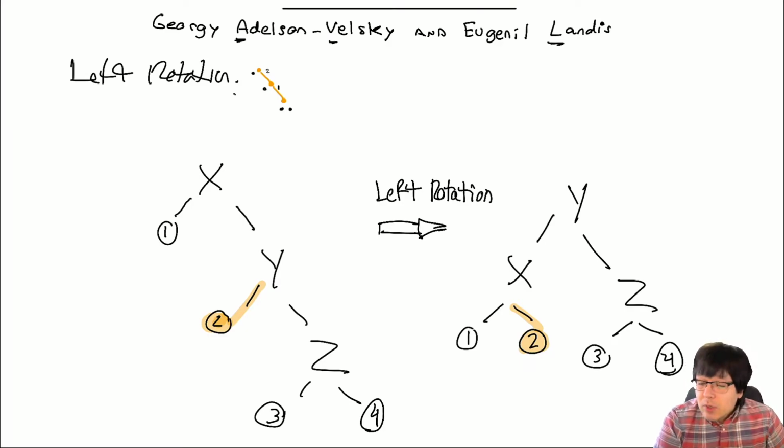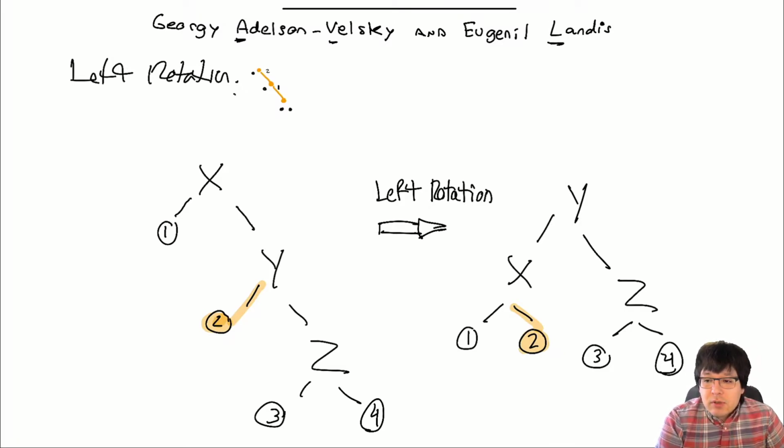But what I'm saying is that any range of values could be there depending on what x and y were. If x and y were numbers, if x was 1 and y was 10, then the number 2 would be anywhere from 2 to 10. And so when you change the parent from y to x, that's okay.